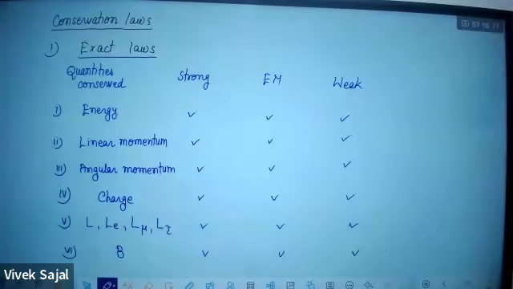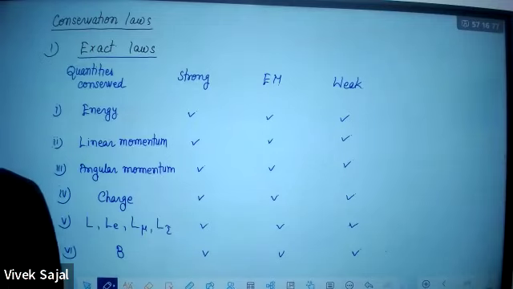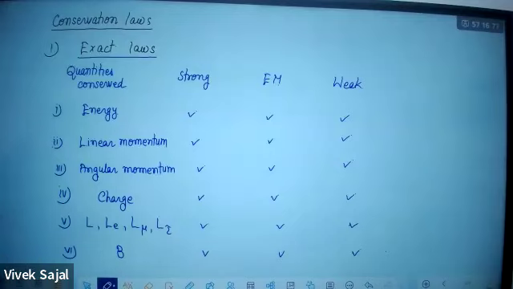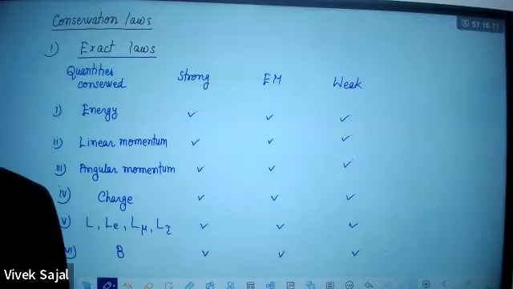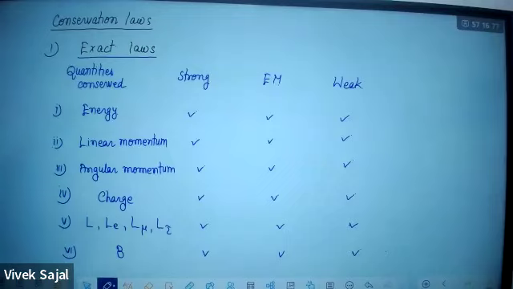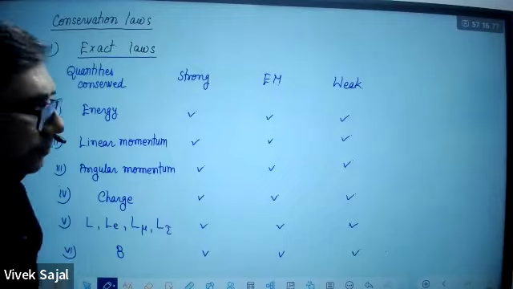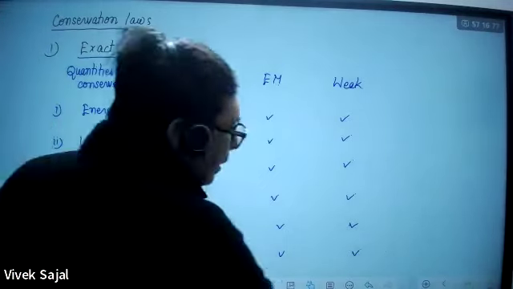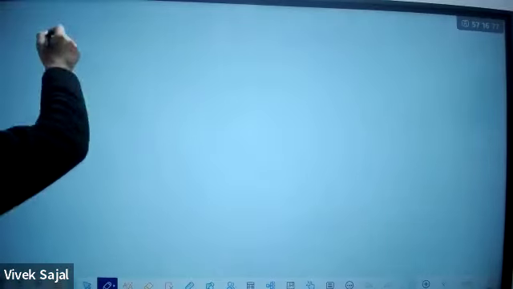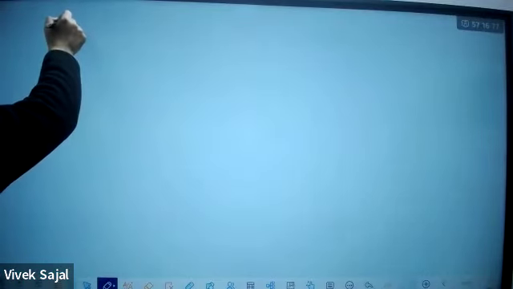So they are called exact laws. What do you call them? You call them exact laws. Next, the second category is approximate conservation laws.